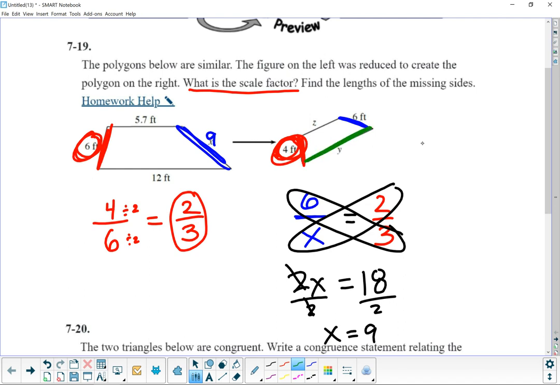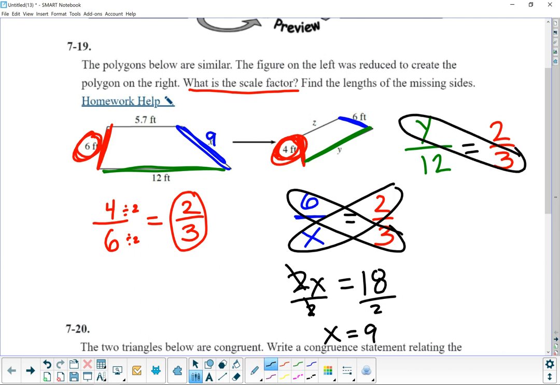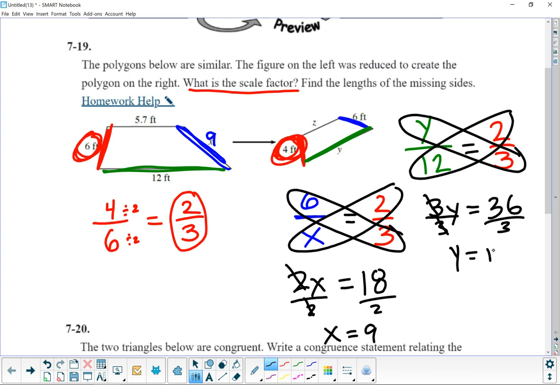So we'll rewrite that as y over, and this side right here, 12. And remember, we're going from the smaller to the bigger one. So y over 12 is equal to our scale factor, 2, which is the smaller one, and then 3, which is the bigger one. Again, cross multiply. 3y equals 2 times 12 is 36. Divided by 3, cross cancel and reduce it, and y equals 12.